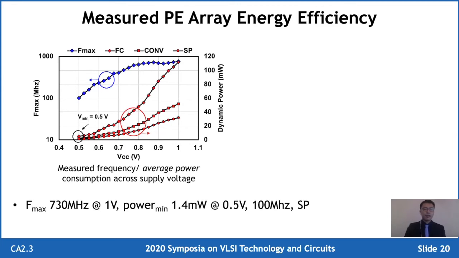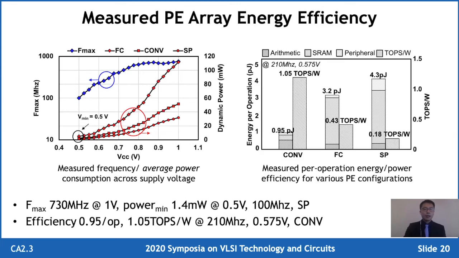connected layer configurations. On the right, it shows per operation energy efficiency for various configurations: convolution, fully connected, and sparse layers. Here we can see the minimum energy, the optimal energy efficiency, achieved by convolution layers of 0.95 per operation. Through the energy breakdown, we can see this minimum energy is achieved by maximally reducing the SRAM access by putting most of the SRAM in retention mode.